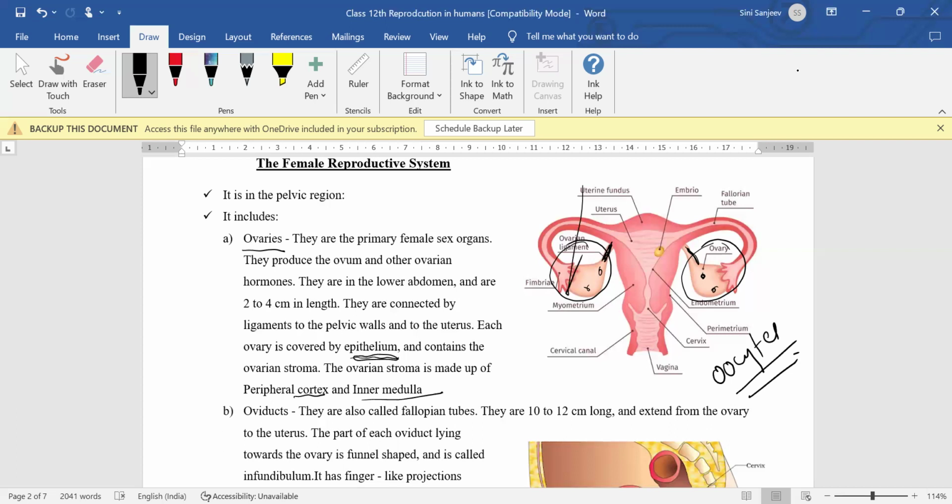Whenever a menstrual cycle happens, any one of the follicles, and there may be many, one, two, three, four, it depends upon the individual, matures. During each menstrual cycle, one follicle matures, and after maturing it releases the egg. That process of release of the egg is called ovulation.